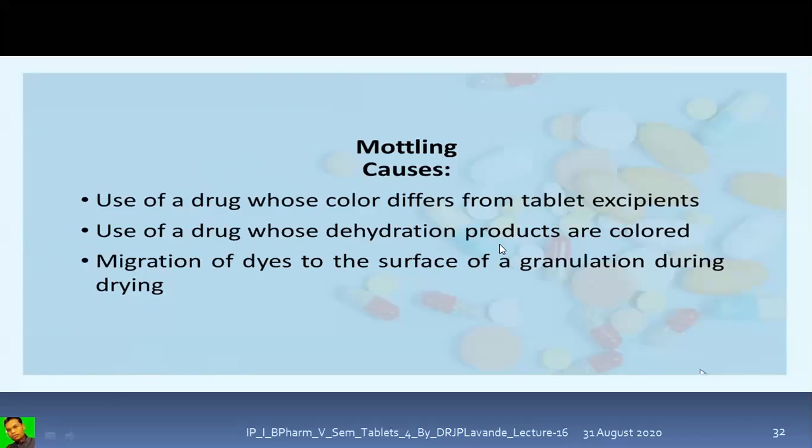Use of a drug whose dehydration products are colored. If we are allowing the process to dry and remove the water, then during the presence of water and during the removal of water, if there is a change in the color, that will lead to the mottling. And the third reason is this: sometimes there is a migration of the dyes to the surface of the granulation during the drying process.